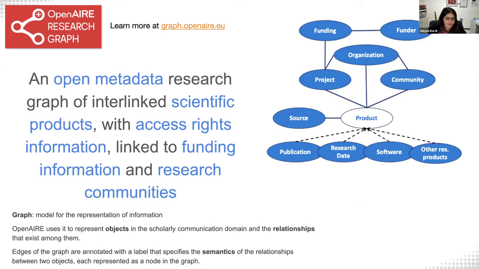And when we talk about a graph, we talk about a model for representing the world. And in our case, the world is the scholarly communication domain. So we use nodes of the graph to represent objects that can be linked with each other with relationships, with the semantics. And you can think of the semantics as the reason why these objects are related to each other. So for example, a publication has been funded by a project, and the project has been funded by a funder, for example.